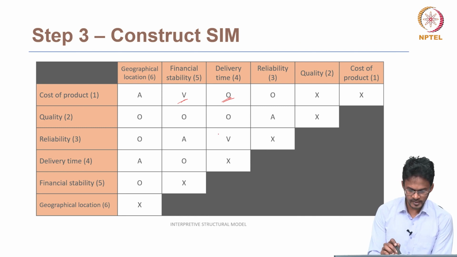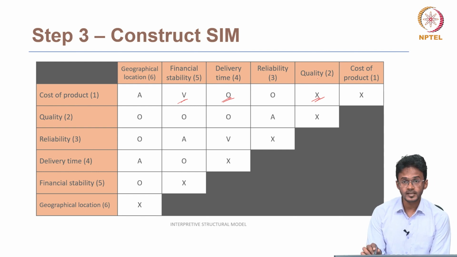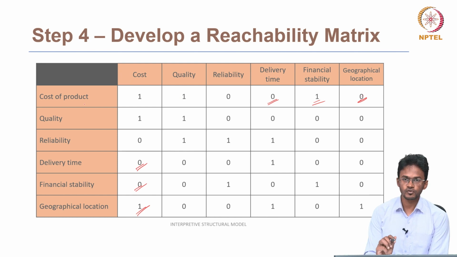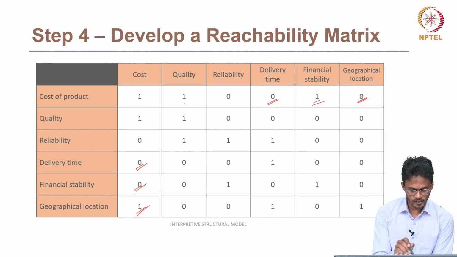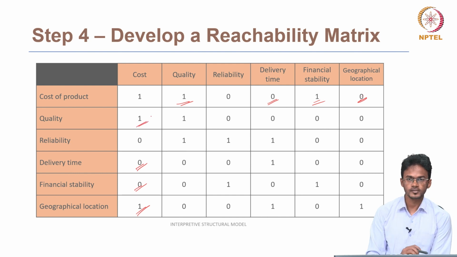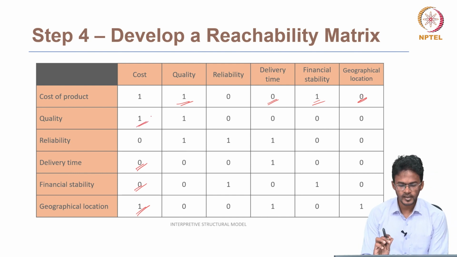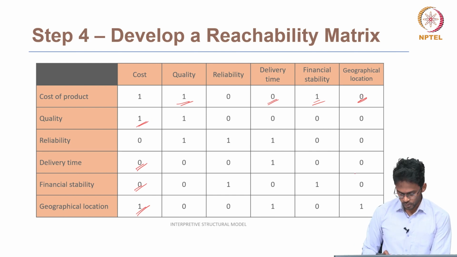Next example, we can take cost of product and quality. So, cost directly influences quality, and also quality influences cost of product. So, both of them directly influence each other. The cost to quality is 1, and quality to cost is also 1. So, this is how a reachability matrix is developed, and we have to fill all the other cells by knowing the relationship in the self interaction matrix.